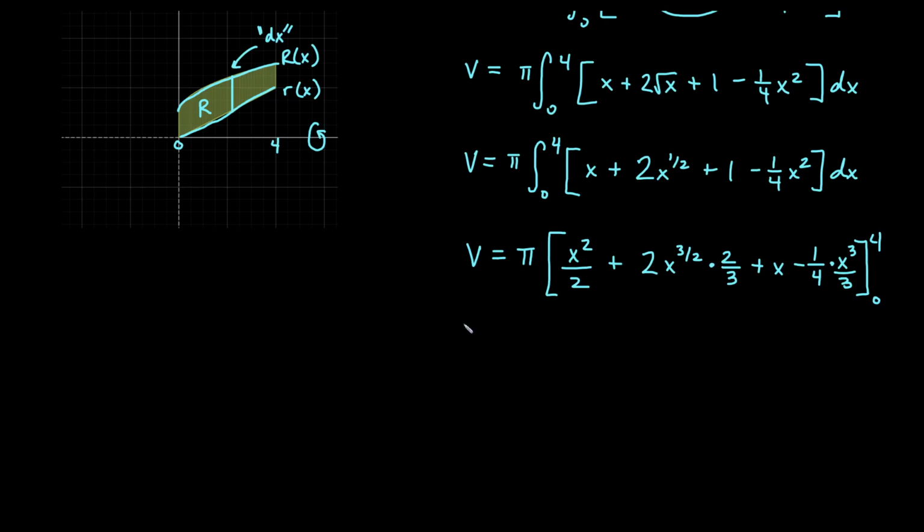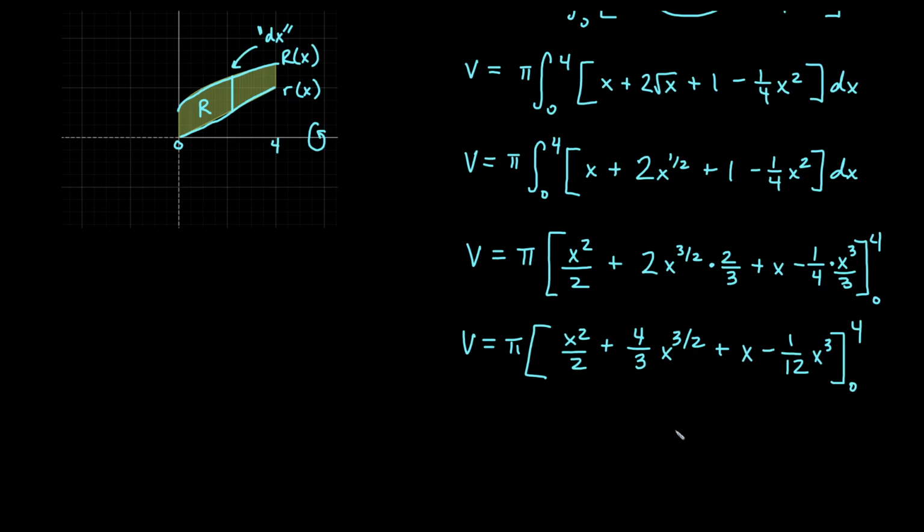Okay, I'm going to go ahead and do one more line of simplifying this just a bit, and then we'll do our plug-in. So here, x squared over 2 plus, go ahead and combine 2 times 2/3, we'll make that 4/3 here, x to the 3/2 plus x, and then we'll just go ahead and combine the 4 and the 3, we'll say minus 1/12 x cubed, again plugging in 0 and 4. What we might notice when we go to plug in 0, we won't get anything there, we'll just have a bunch of zeros. So all we really need to do is plug in the 4 here.